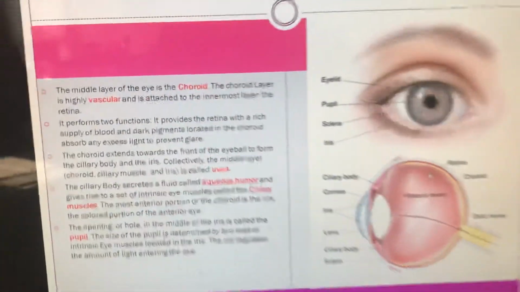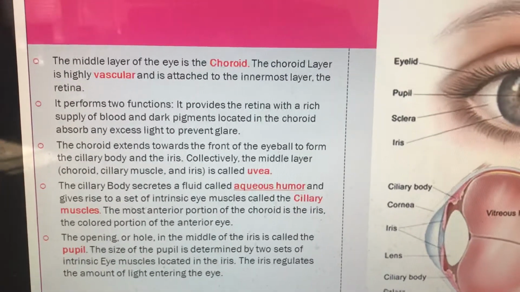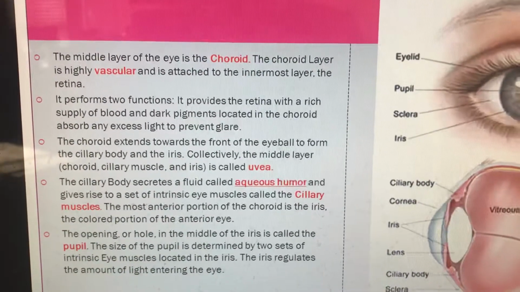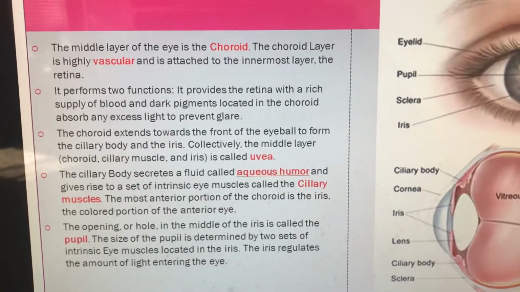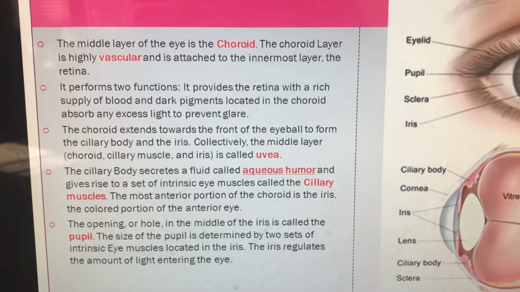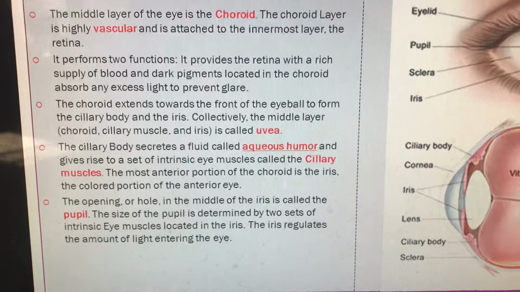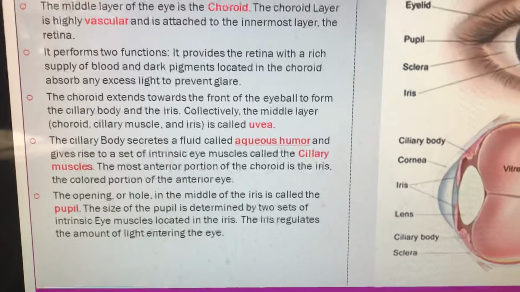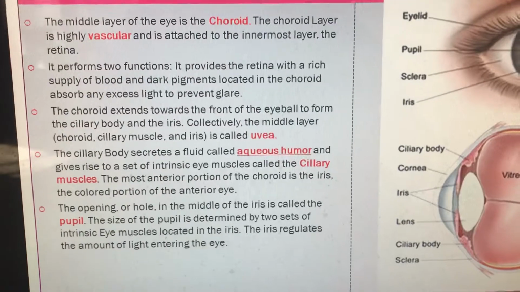So your choroid is the middle layer of the eye, and this layer is highly vascular, so it has a lot of blood vessels, and is attached to the innermost layer, which is the retina. So it performs 2 functions. It provides the retina with a rich supply of blood, and dark pigments located in the choroid absorb any excess light to prevent glare. The choroid extends towards the front of the eyeball to form the ciliary body and the iris. So collectively, the middle layer, choroid, ciliary muscle, and iris is called the uvea.